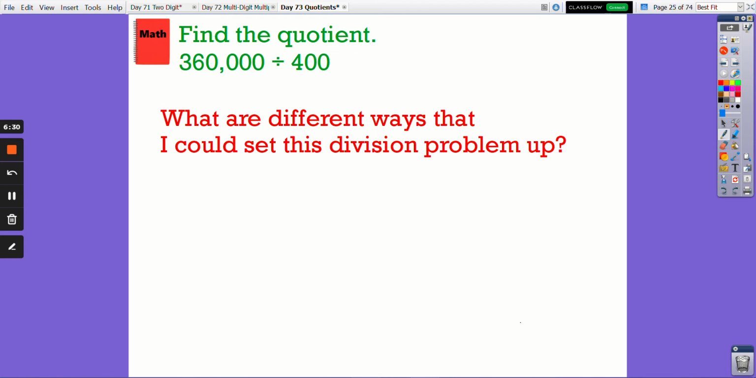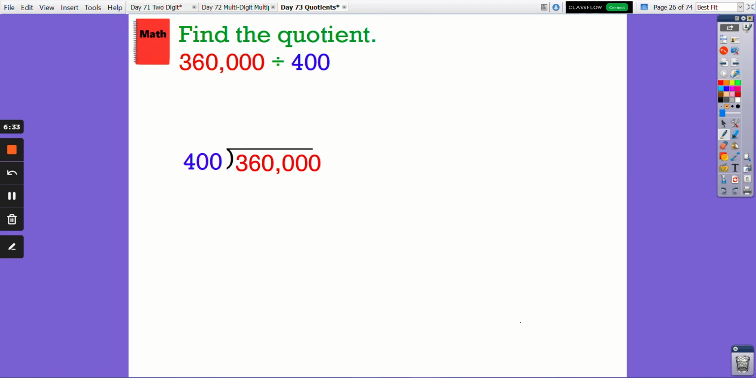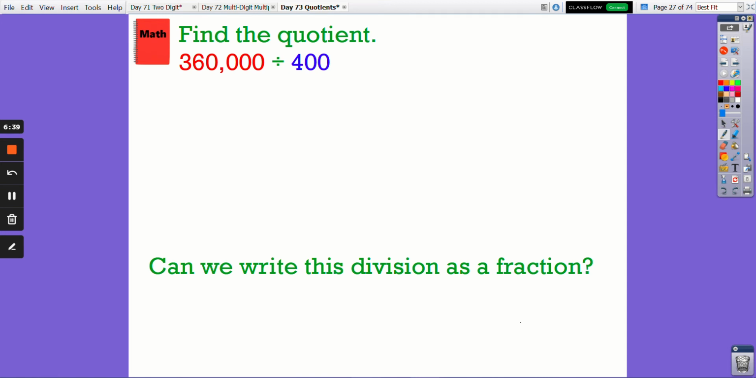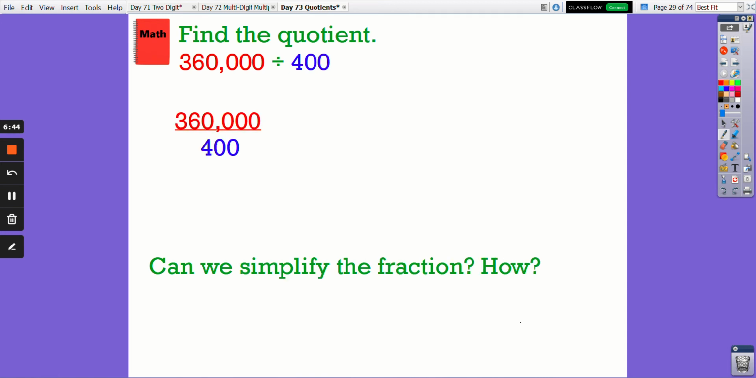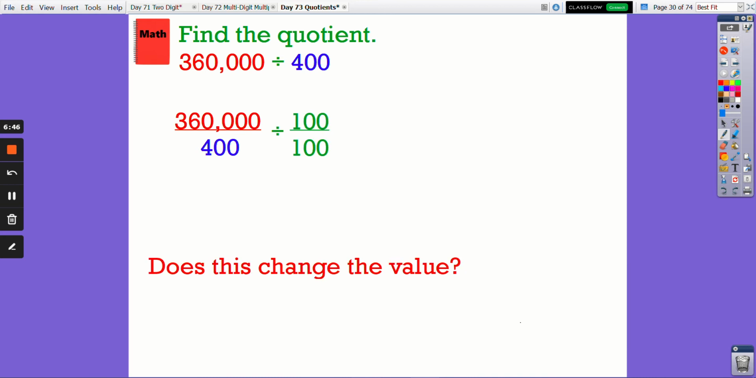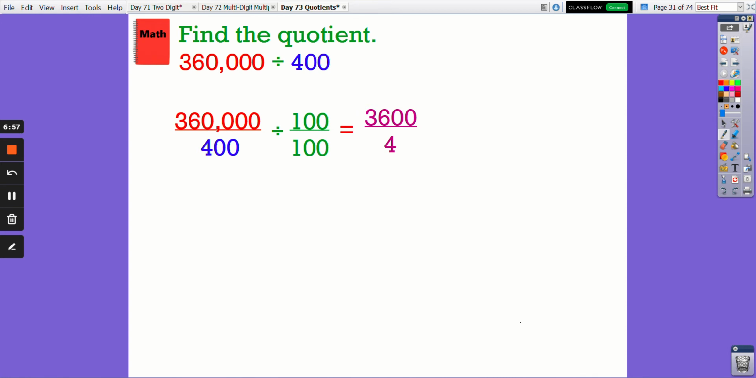Okay, so if we set this up, it could look like this with our division bracket, with our dividend and our divisor, and your answer is your quotient. We can also write it as a fraction. So when we simplify it, we're going to divide it. Does this change its value, or does it still have the same value? Right? It's an equivalent fraction. An equivalent fraction has the same value.